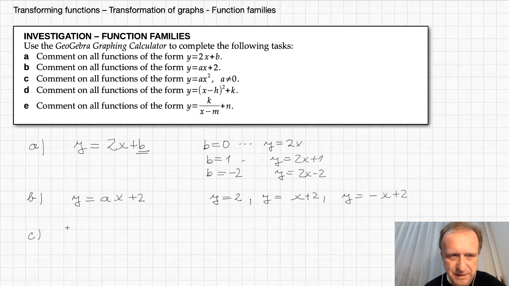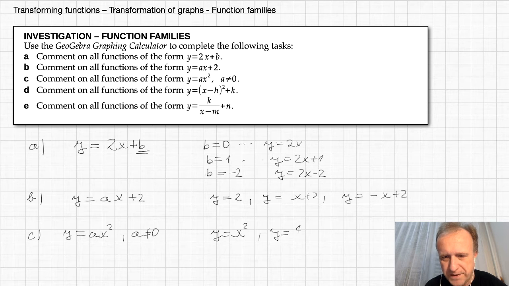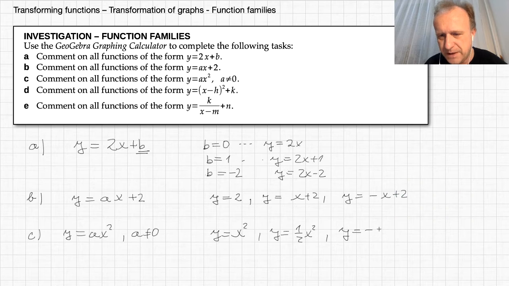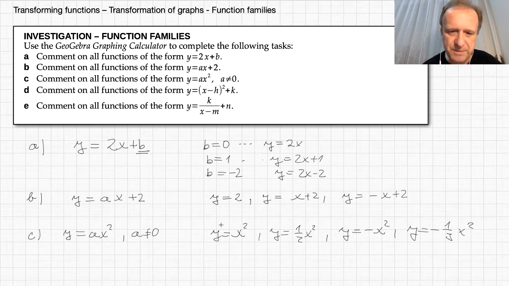Now in part C, we have y equals ax squared, where a is not equal to 0. So for example, we can have the function y equals x squared, or y equals 1/2 x squared, or we can have y equals minus x squared, or we can have y equals minus 1/3 x squared, and so on. So all these functions represent a family of functions. All of them are quadratic functions, and the only thing that changes here is the value of a.